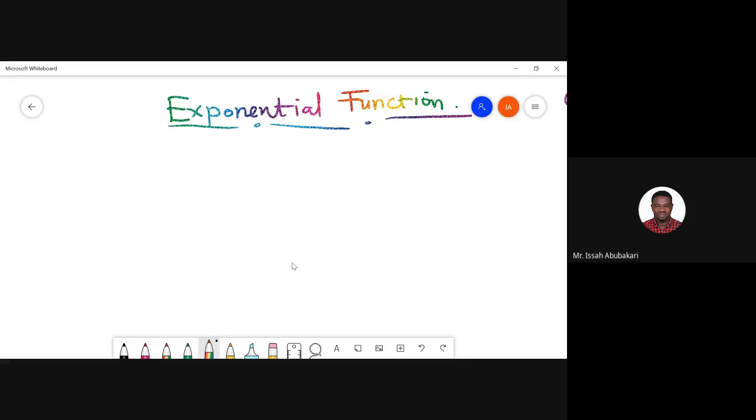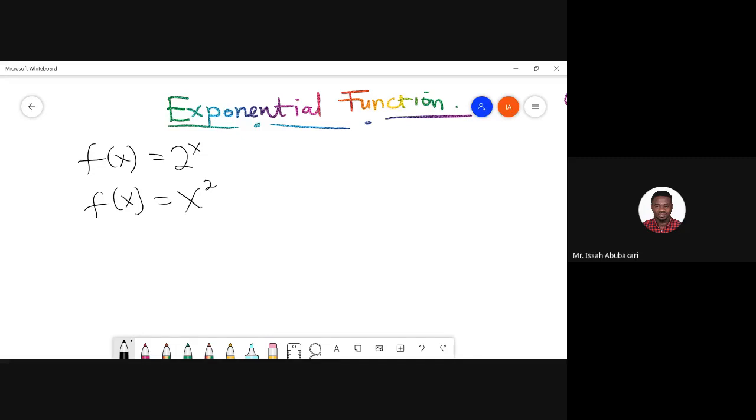There are two basic ways that a function can be written. We can have f of x equal to 2 exponent x, or we can have f of x equal to x exponent 2. These are the two things that we are going to look at. Which one of these is an exponential function, and which one is not?